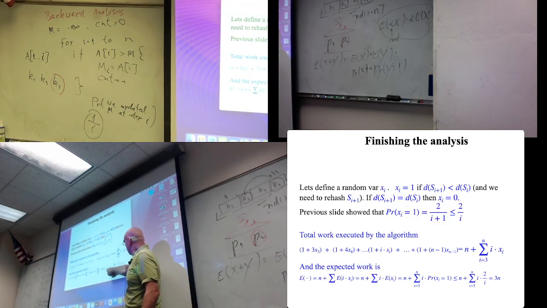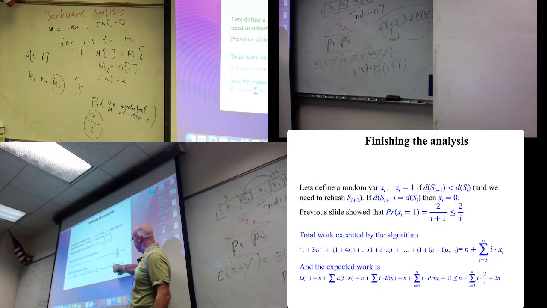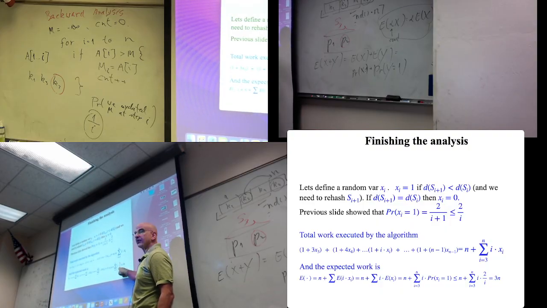We're all done. Which is n plus sigma of i times, what's the probability that xi equals 1? It is 2 over i.